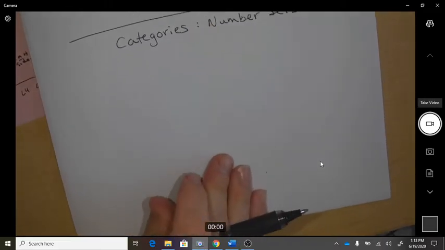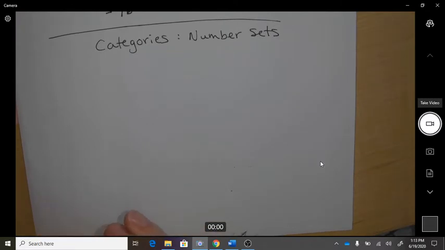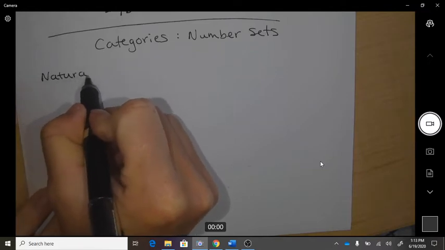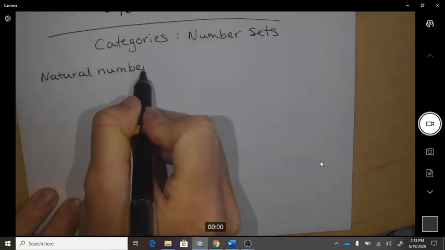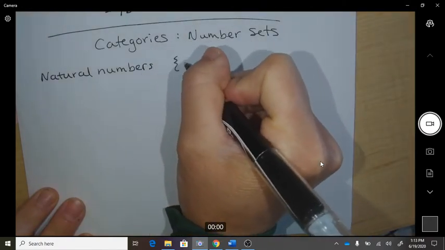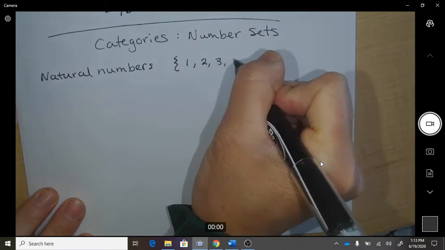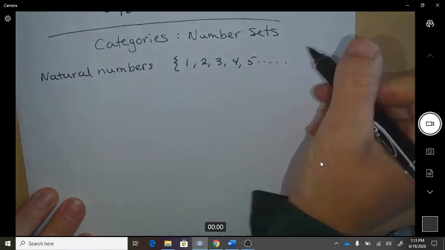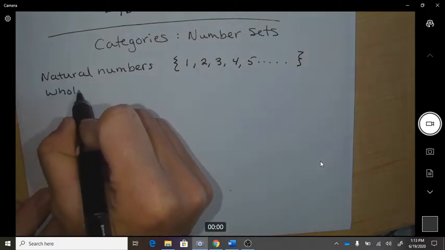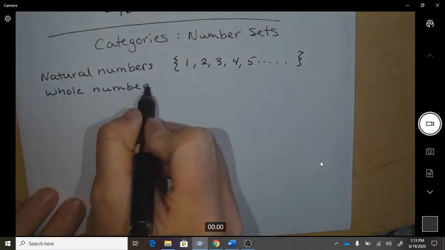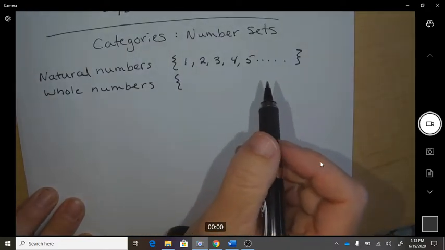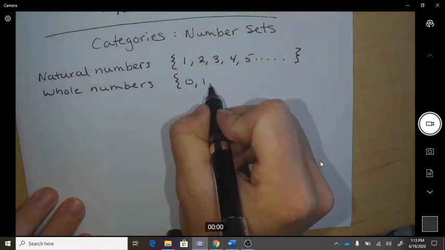Okay, we're going to talk about categories of numbers or number sets. So the first one we're going to talk about are natural numbers. So natural numbers are numbers that occur in real life. So 1, 2, 3, 4, 5, 6, 7, 8, 9, etc. The next would be whole numbers. So the whole numbers, the only difference between that and the natural numbers is that this includes 0.